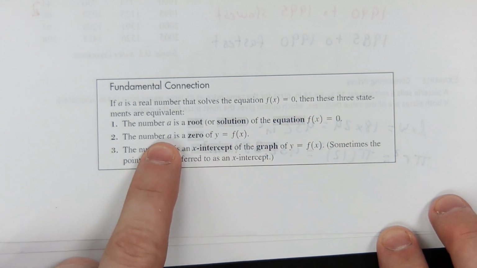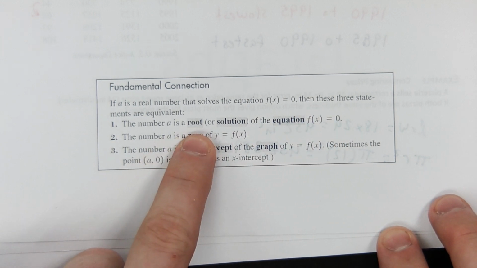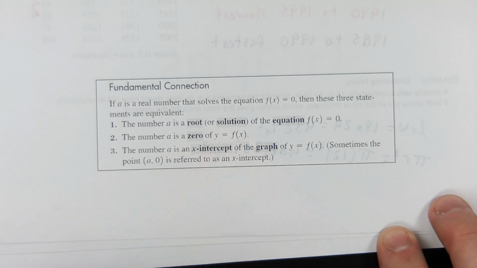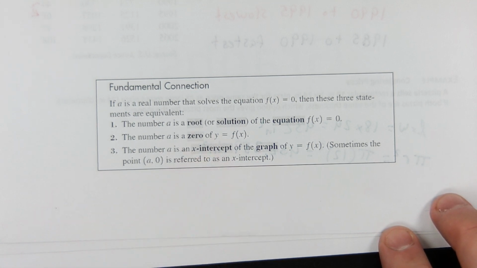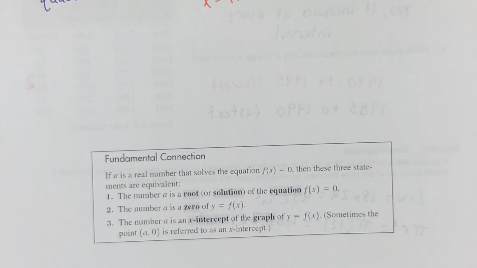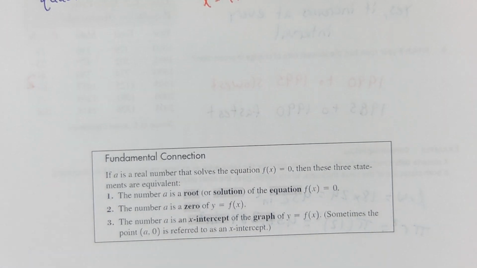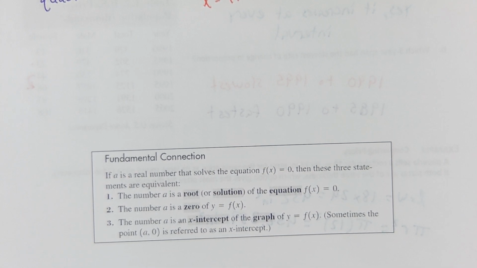I'm saying that that number a is a 0 of y equals f of x, meaning if you graphed the equation, that's where it would cross the x-axis, a 0. Oh, and by the way, crossing the x-axis is known as an x-intercept of a graph. So to say something is a root or a solution or a 0 or an x-intercept all mean the same thing. You guys comfortable with that idea? That's okay? Yeah? Okay.